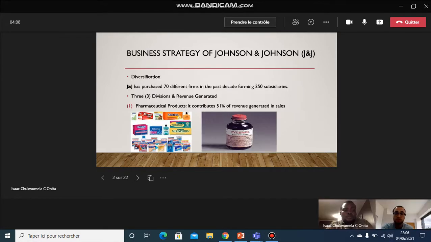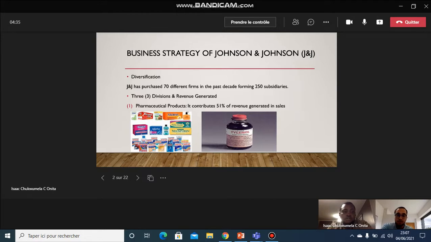So, starting with the business strategy of Johnson and Johnson. Johnson and Johnson is a business that is solely dependent on diversification. And by diversification, J and J has purchased 70 different firms in the past decade, forming 250 subsidiaries. And there are three divisions which this company is built on.